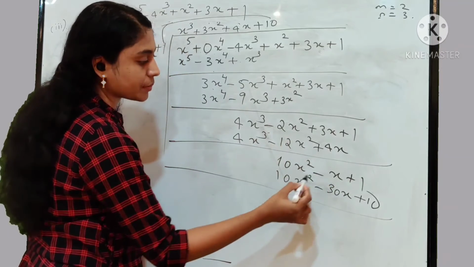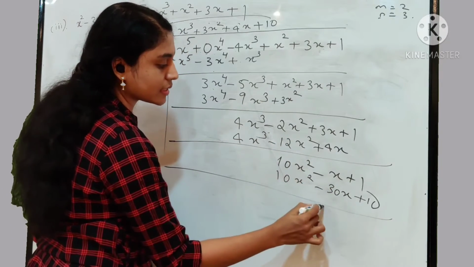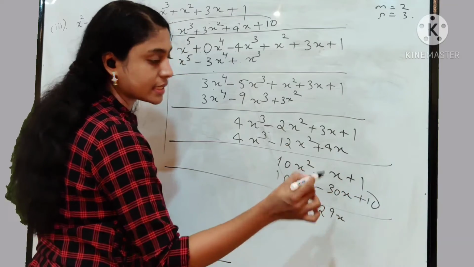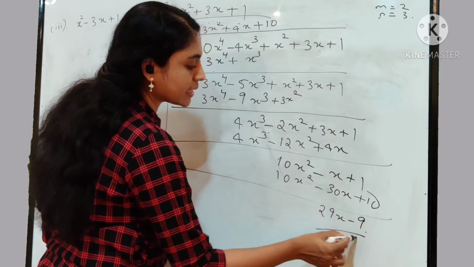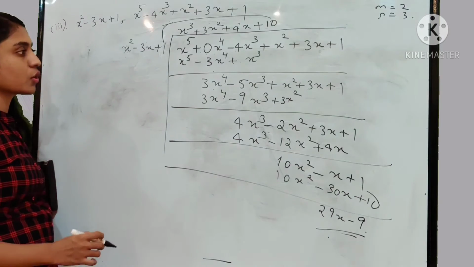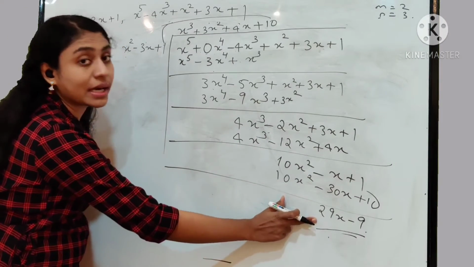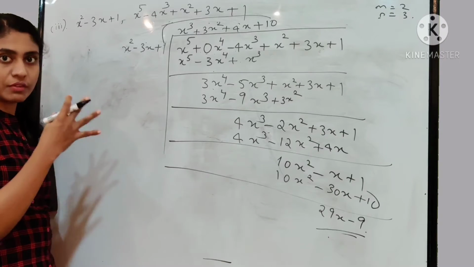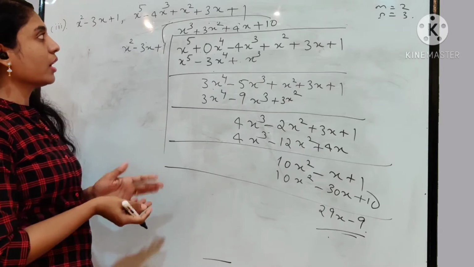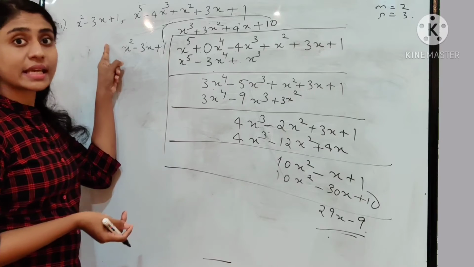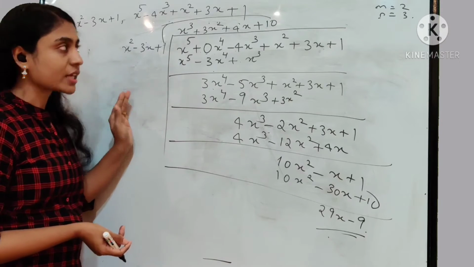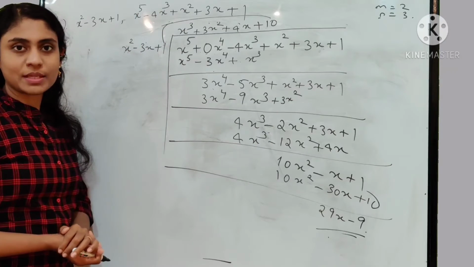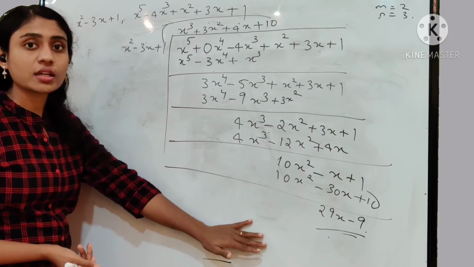Minus 1. Performing subtraction, minus 1 plus 30, it is 29x. Then plus 1 minus 10, it is minus 9. 29x minus 9. Here the remainder is not 0 and the degree of this remainder is less than the degree of the divisor. So we cannot perform division further. So what we conclude? We can conclude that x square minus 3x plus 1 is not a factor of x raised to 5 minus 4x cube plus x square plus 3x plus 1. Why? Because the remainder is not 0.